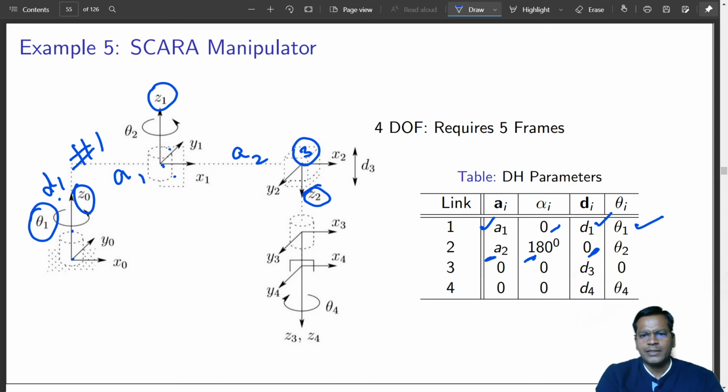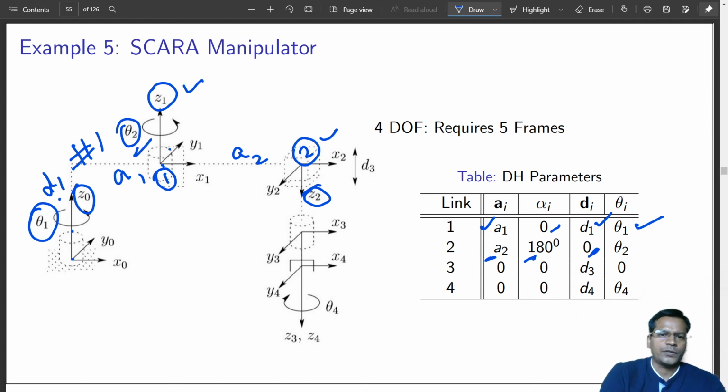The only variable is the one about which frame 3 rotates. This is frame 2. Frame 2 rotates with respect to frame 1 by theta 2. This is the axis about which joint 2 can rotate by an angle theta 2. So this is the only joint variable.